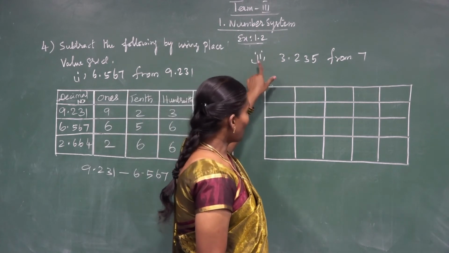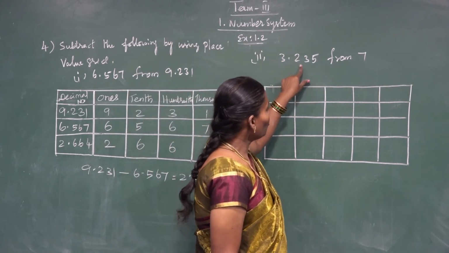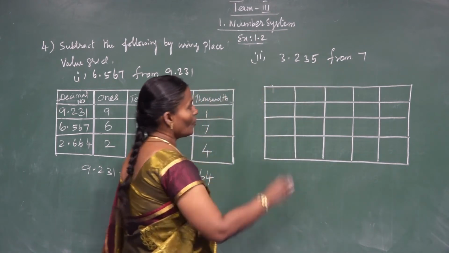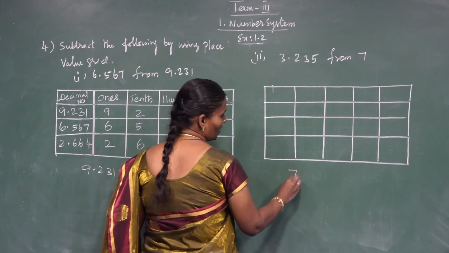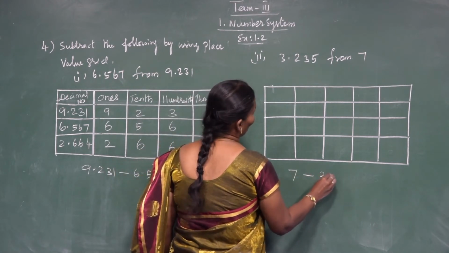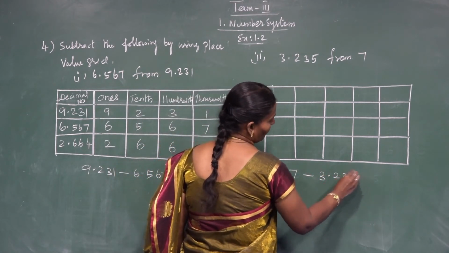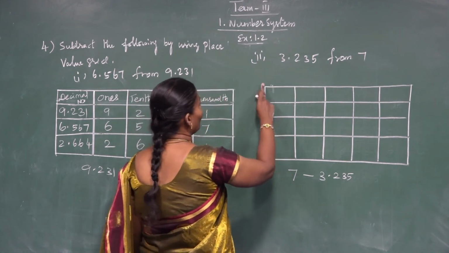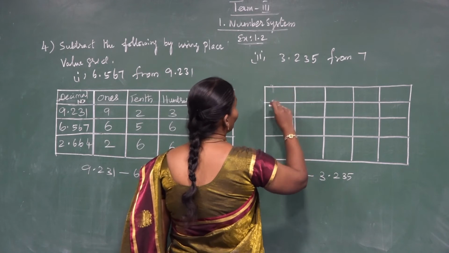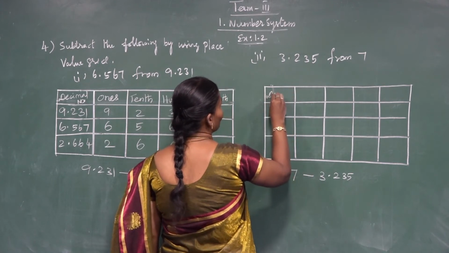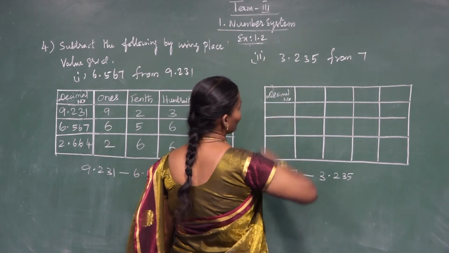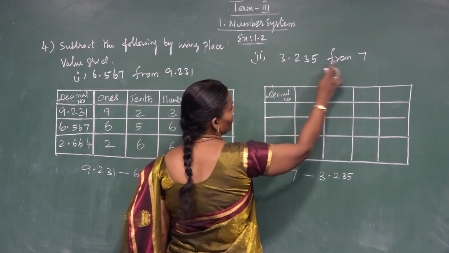Now, see the second sum. Subtract 3.235 from 7. So, how do you write that? 7 minus 3.235. Understand, children? Am I correct? Good. Yes. Okay. So, here you mention first the decimal number. The first column is the decimal number.